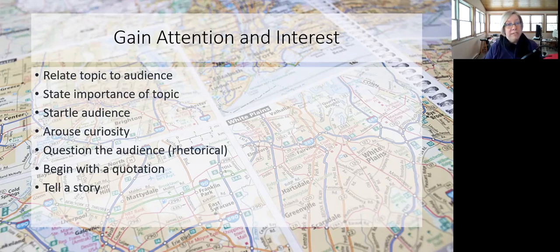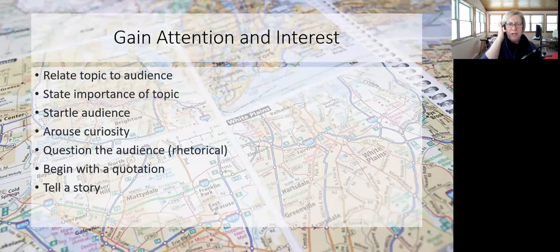You can state the importance of a topic. So you can tell us maybe a quick statistic on something, this is why this topic is important. You can startle the audience, and no, I don't mean like jumping out and going boo, but give us a startling statistic or give us a startling idea, something to think about.